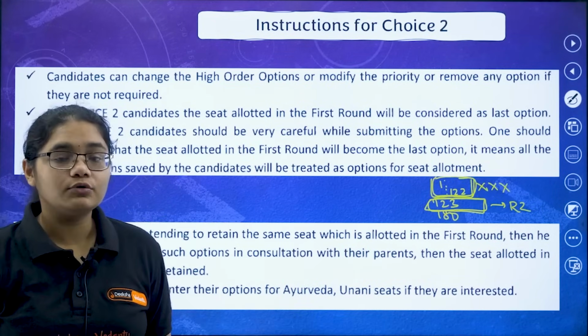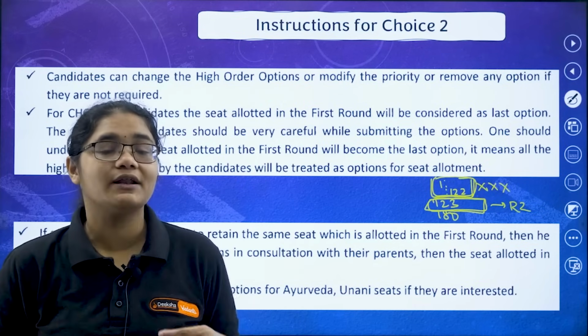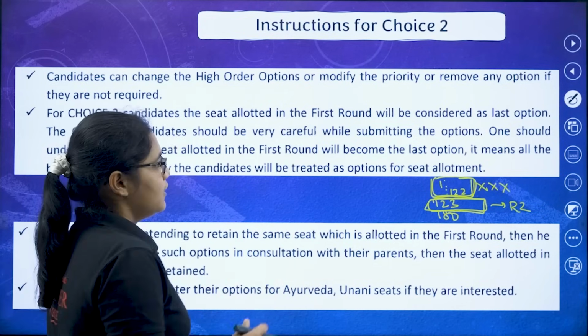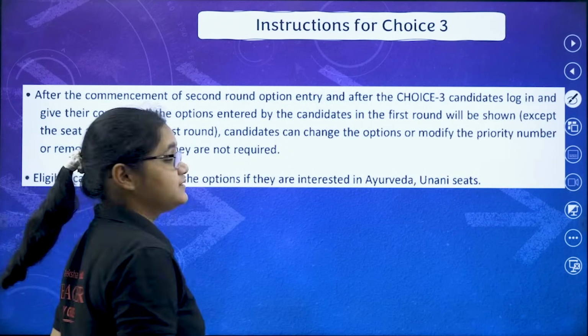Now as in round 2, Ayush and Unani course seats can also be entered. So if you are eligible for that, you can add these options. Clear? Fine. Now we will move to choice instructions for choice 3 candidates.